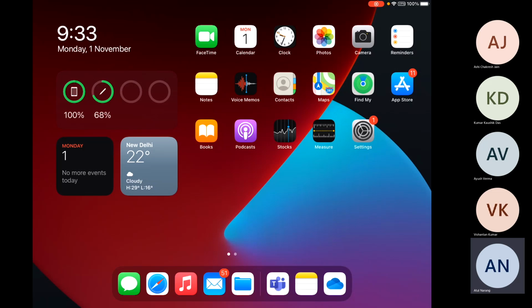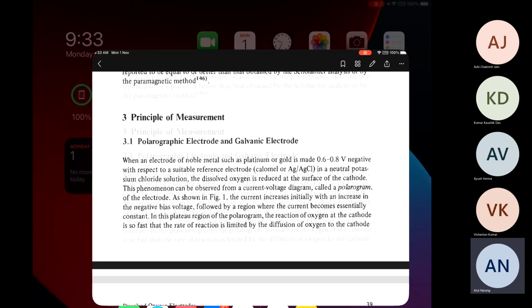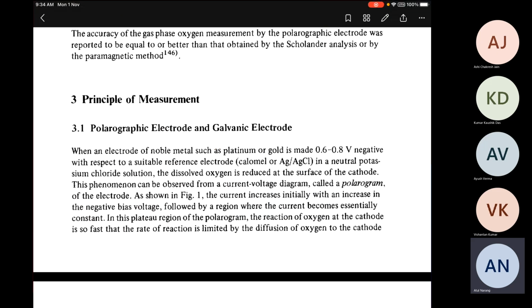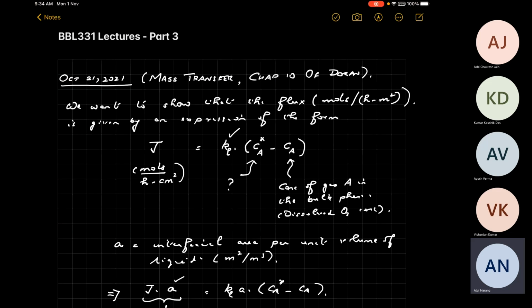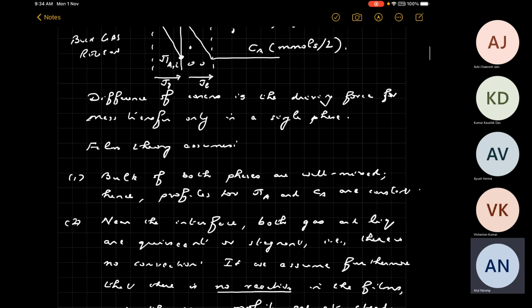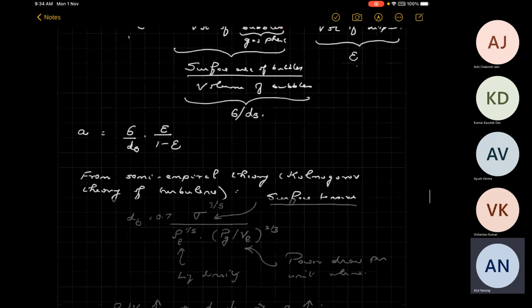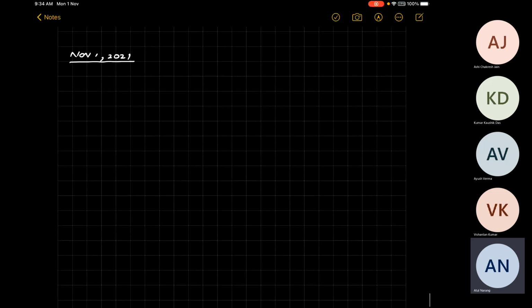And actually, I started talking about the first method, but I think it's a good idea to give a very brief overview of how oxygen is measured. This is going to be very brief because this is supposed to be part of your practicals. But anyway, since it's unlikely that you will have practicals even in December, I'm just going to give you a brief overview of what's going on.